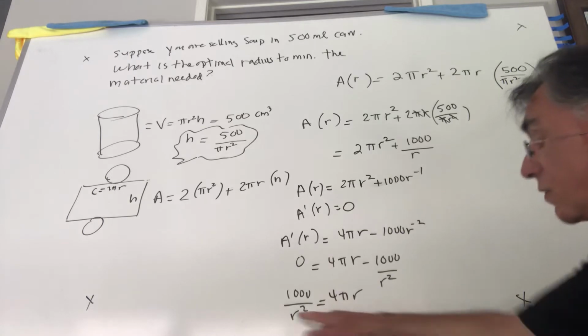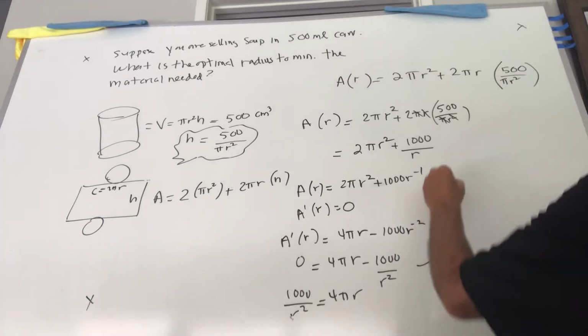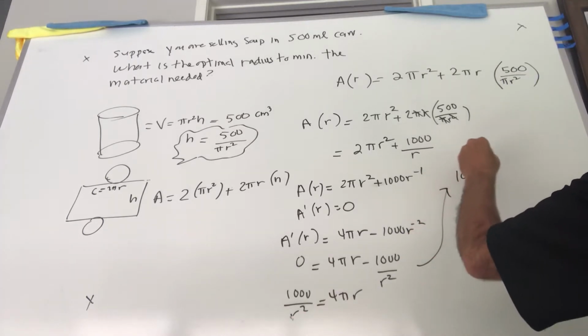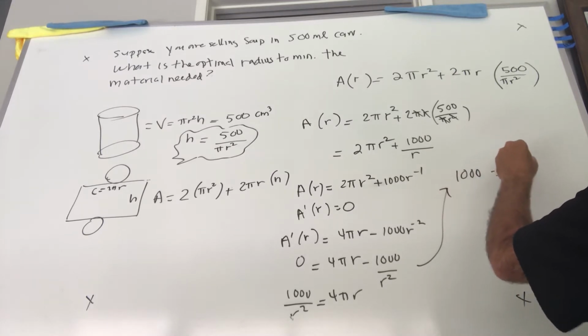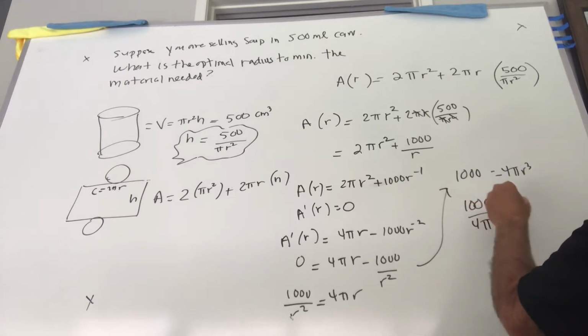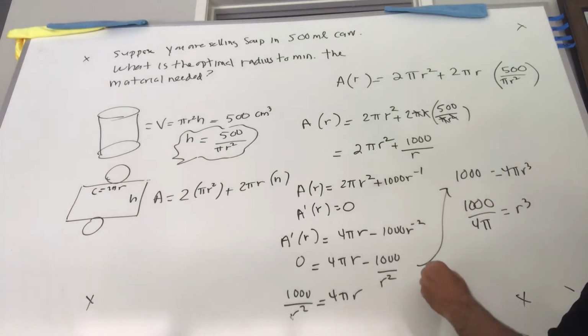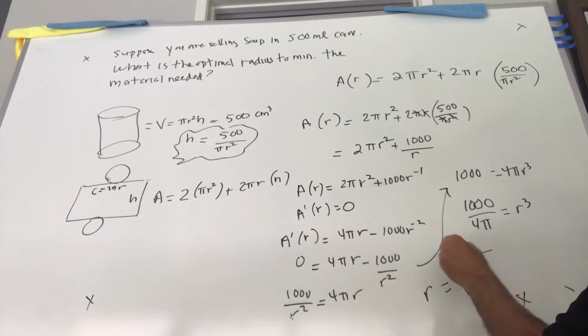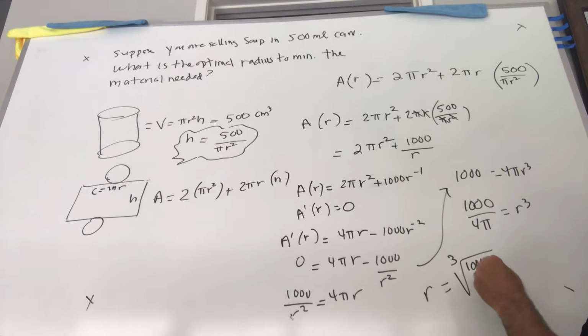4 pi r. Cross multiply. I'm running out of room here, so I'm going to move over here. 1,000 equals 4 pi r cubed. Divide by 4 pi. 1,000 over 4 pi equals r cubed. So r would be the third root of 1,000 over 4 pi.